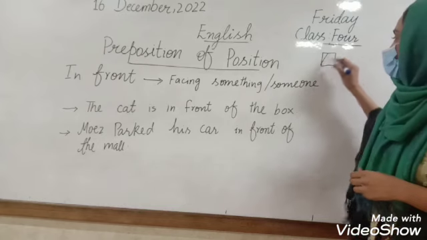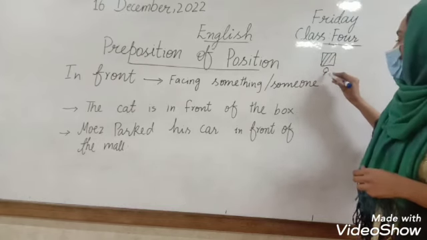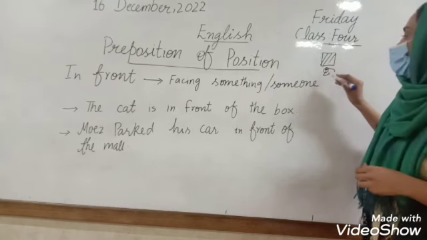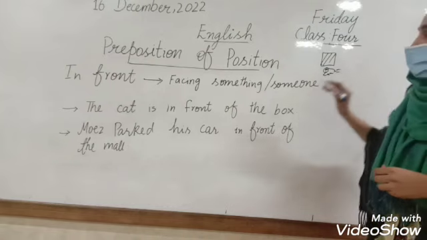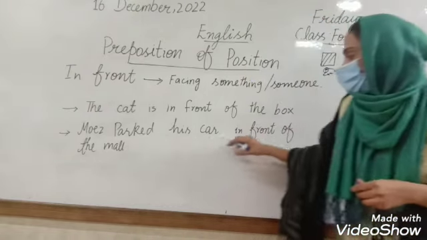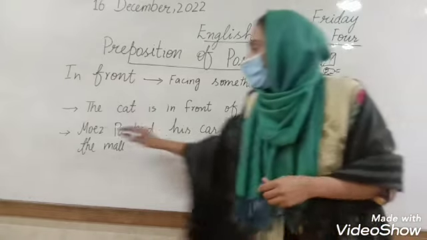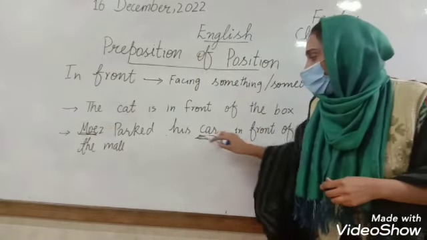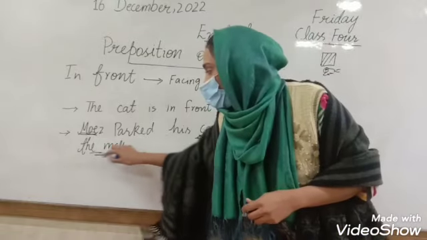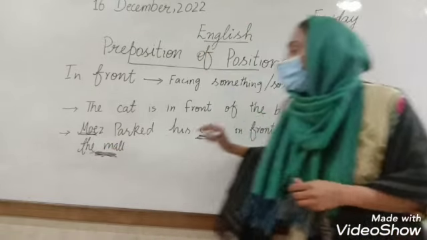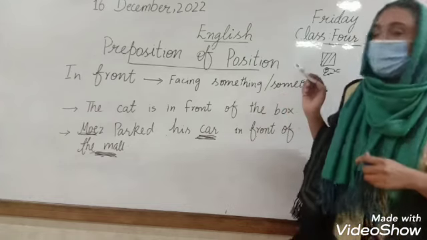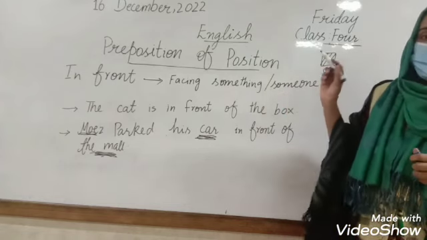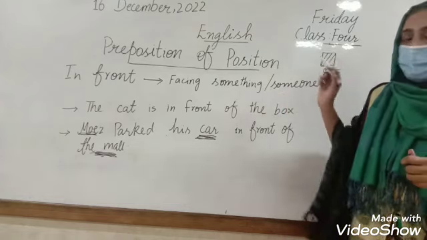The next example is the cat is in front of the box. Here is a box and the cat is just in front of the box. Muiz parked his car in front of the mall. Where has Muiz parked his car? Muiz has parked his car in front of the mall. His car is facing the mall.